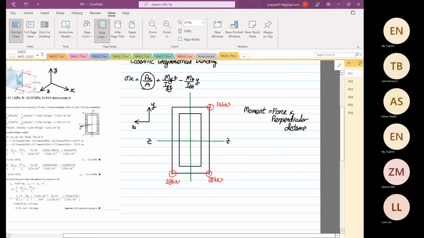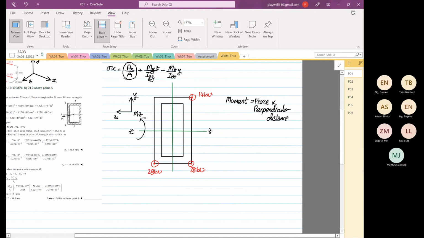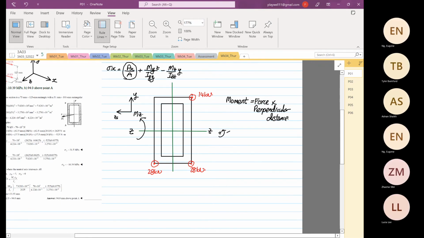If you use the right hand rule, I'm going to assume this to be my moment about Z. That is just an assumed direction. If it's negative later on when you do your calculation, you just flip it in the other direction. So that is our Mz. I'm going to have anti-clockwise as positive. Summation of moment about the z-axis is equal to. Now this is not static analysis. I'm doing the summation of moment about the z-axis.